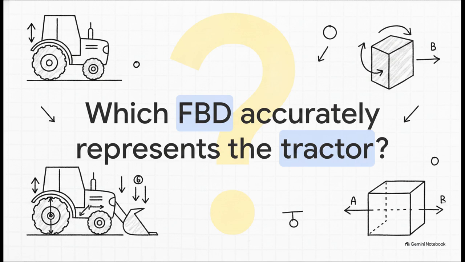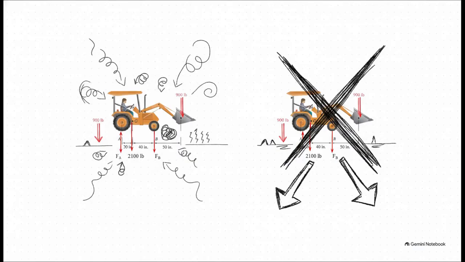In problems like this, the direction of your arrows means absolutely everything. Let's compare the first two. Option A shows the 2100 Newton weight of the machine and the 900 Newton gravel load pointing straight down, while the ground reactions are pointing up. Option B, however, shows the rear wheel reaction force pointing down into the ground. Which of these correctly maps to physical reality?